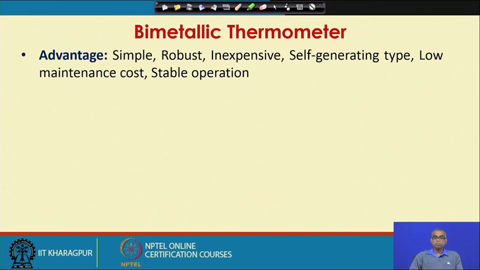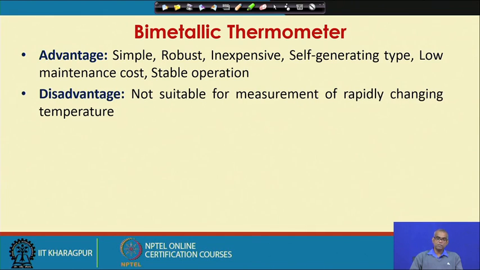The advantage of bimetallic thermometer is as follows: it is simple, robust, inexpensive, self-generating type, that means external power source is not required, low maintenance cost and stable operation. Disadvantage: not suitable for measurement of rapidly changing temperature.